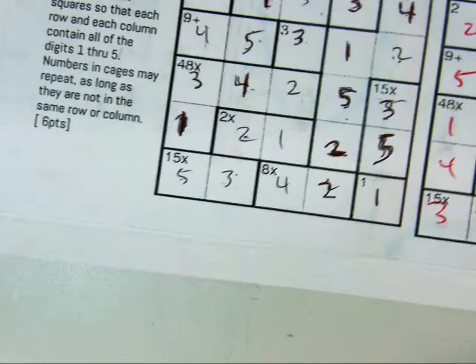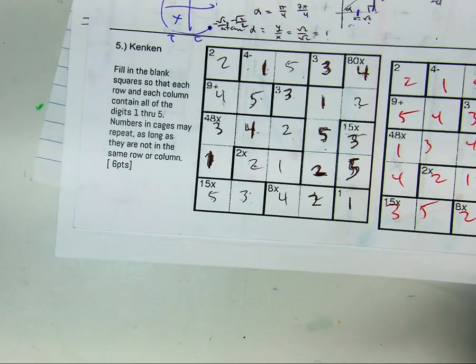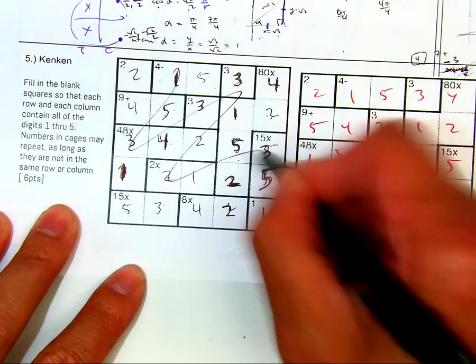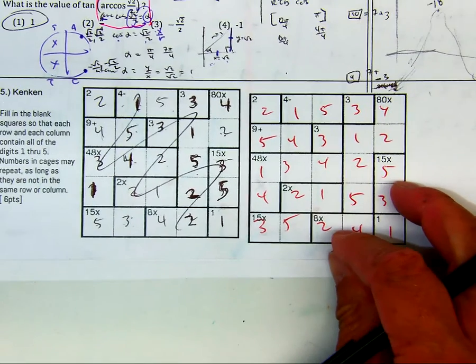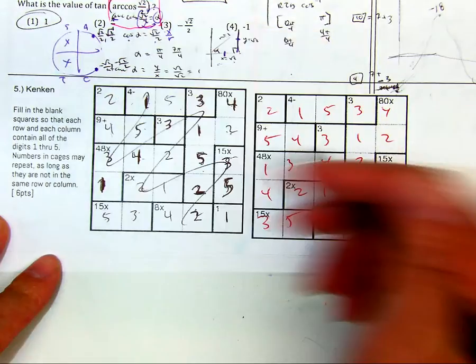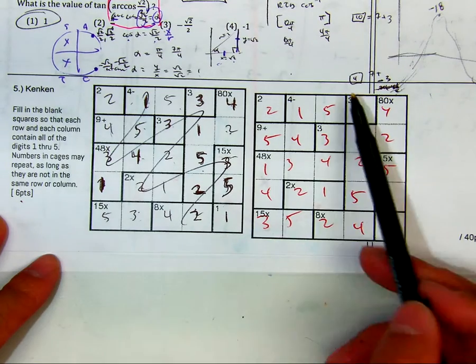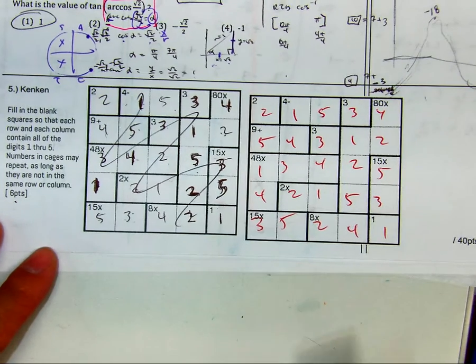Question number 5, Ken. That one's wrong. Should use pencil. Using numbers 1 to 5, it's either 6 points or 1, and here's your correct solution, and that side is out of 40. Let's turn to the back side.